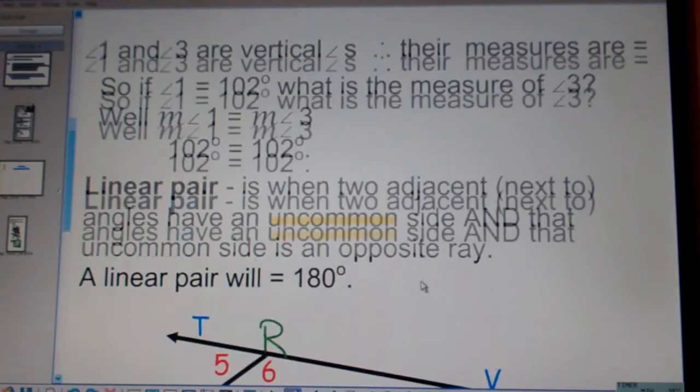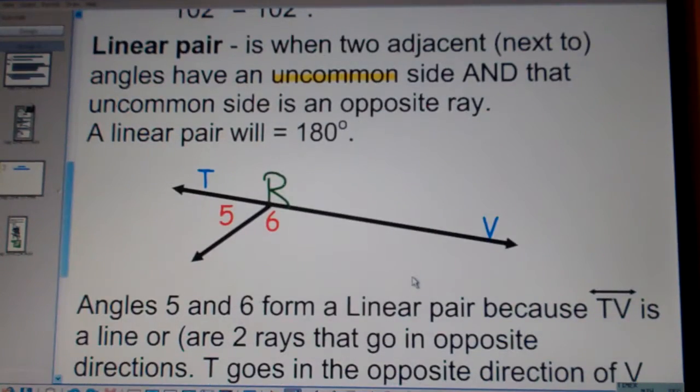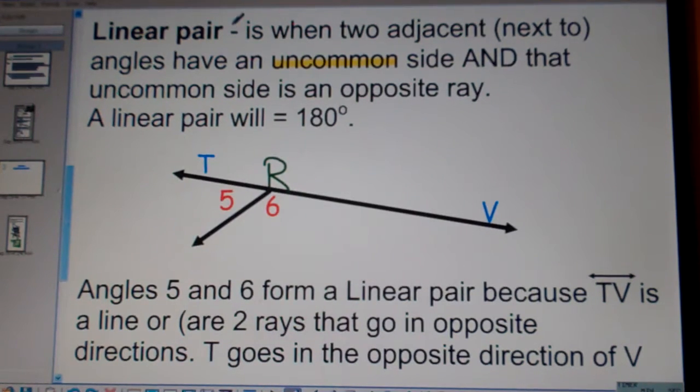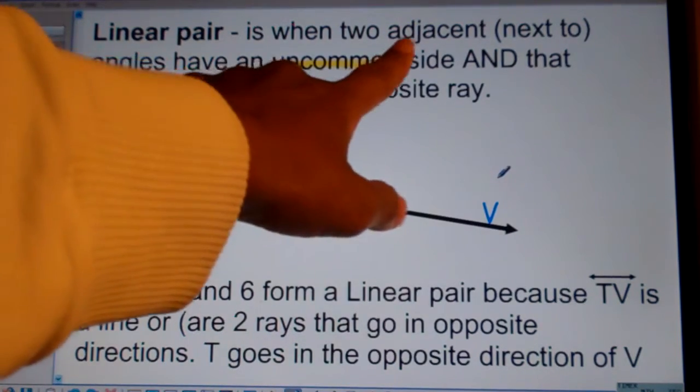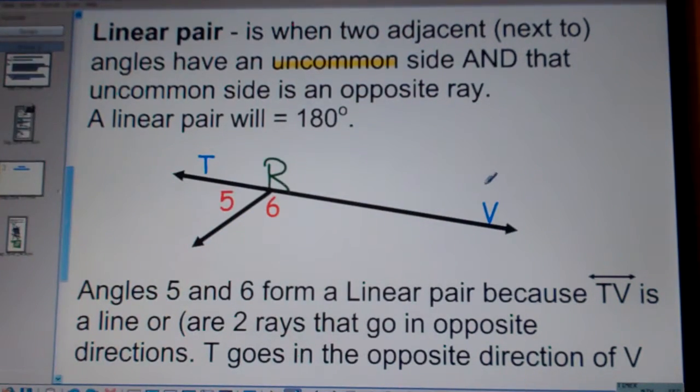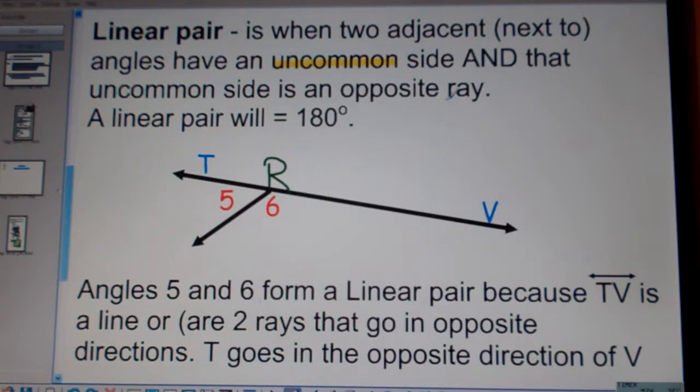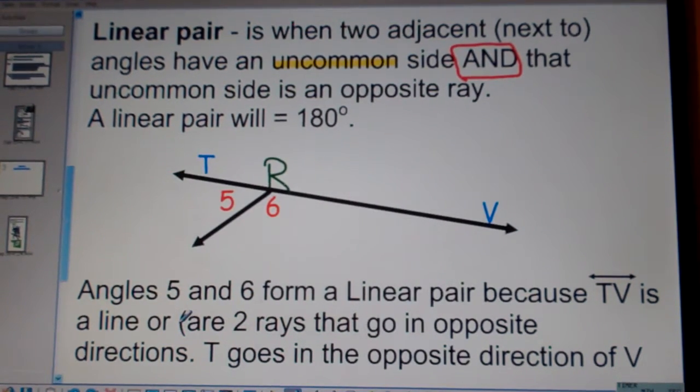Linear pairs, and you can put an S in here, or a linear pair, let's just leave it as 1. A linear pair is when two adjacent angles, remember the word adjacent means next to, have a common side. The keyword that you need to pay attention to is the word and. That common side is an opposite ray. A linear pair will equal 180 degrees.